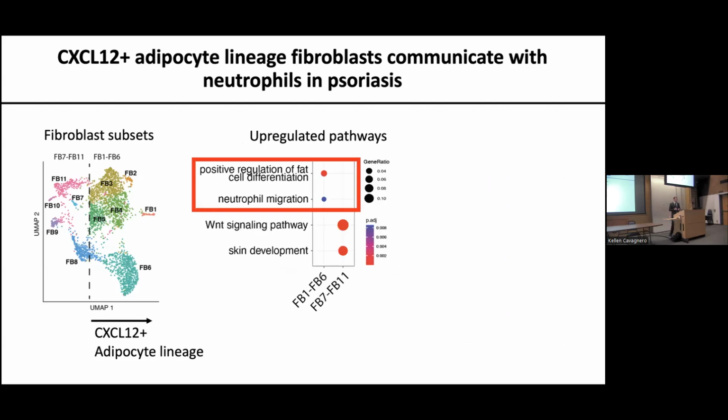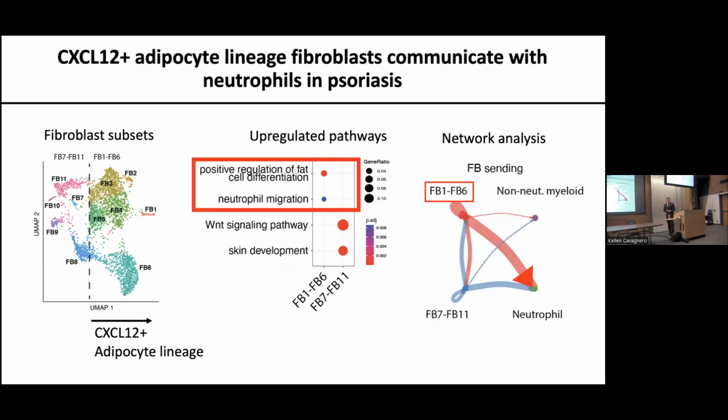And we confirm this definition again through unbiased methods like GO-term analysis, clusters 1 through 6 expressing genes related to fat cell differentiation and neutrophil migration, but we don't see this in clusters 7 through 11. Additionally, our network analysis showed that clusters 1 through 6 talk to neutrophils much more strongly than clusters 7 through 11.